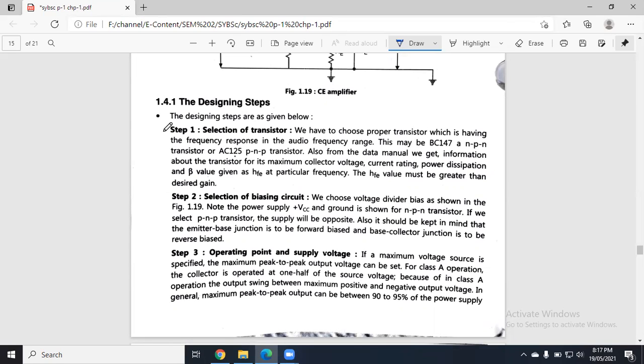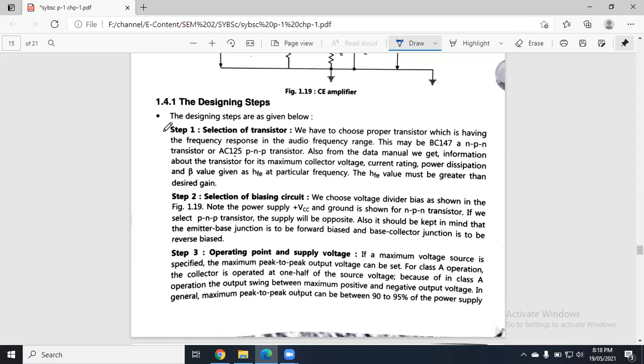Whenever we are thinking of amplification, the transistor is the component that is actually going to amplify the signal. Other devices are supportive devices. Who is going to amplify the signal? The transistor. So selection of the transistor is very important. We have to choose a proper transistor with a frequency response in the audio range. Since we have been given a frequency range or bandwidth, we need to choose a transistor that will amplify that given bandwidth. So we need to choose the transistor very carefully.